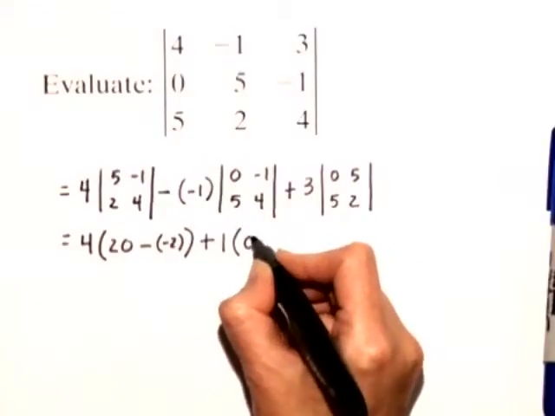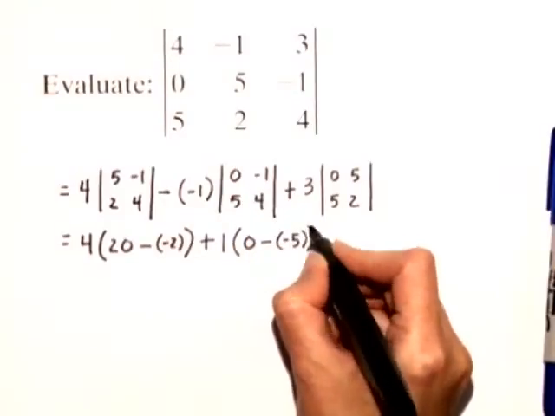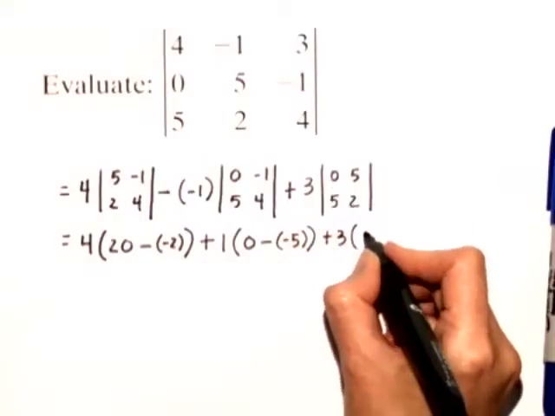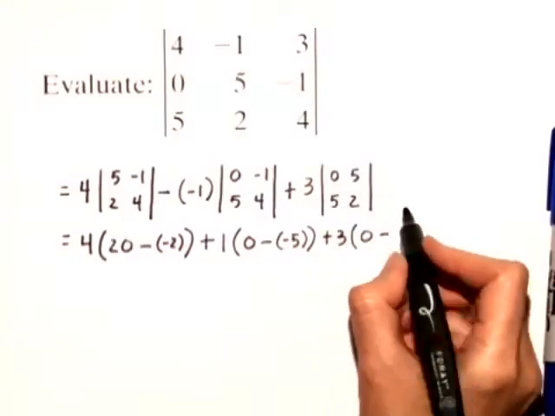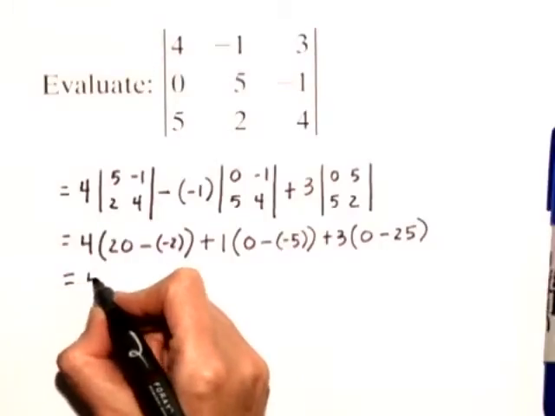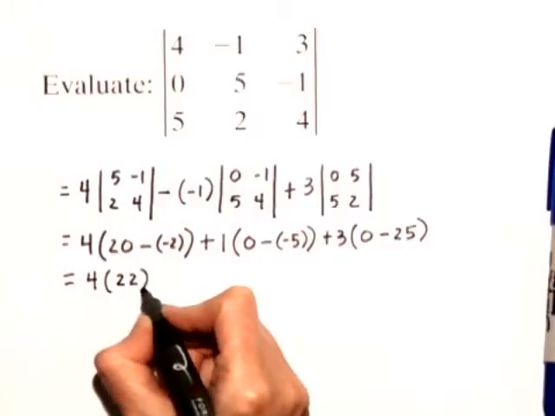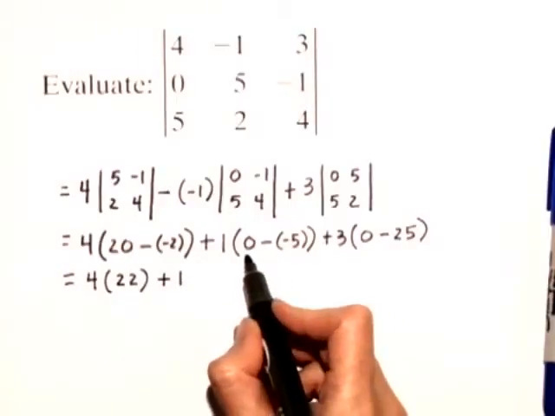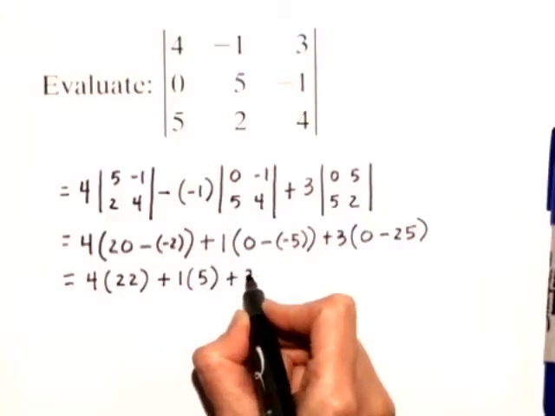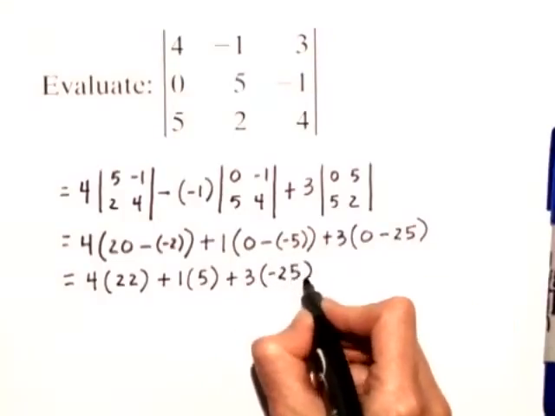let's evaluate this 2 by 2 determinant. 0 times 4 is 0, minus 5 times -1 is -5. Plus 3 times 0 times 2 is 0, minus 5 times 5 is 25. We can simplify this. We get 4 times 20 plus 2, which is 22, plus 1 times 0 minus -5, which is +5, plus 3 times 0 minus 25, which is -25.